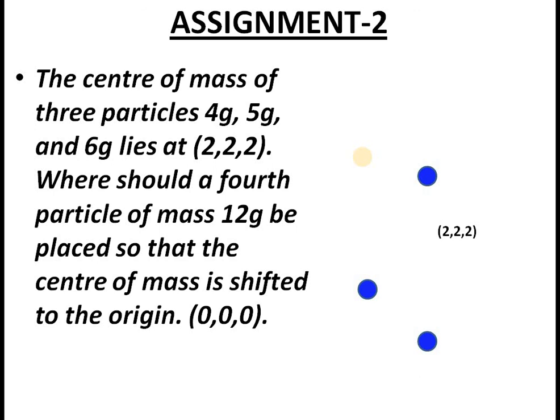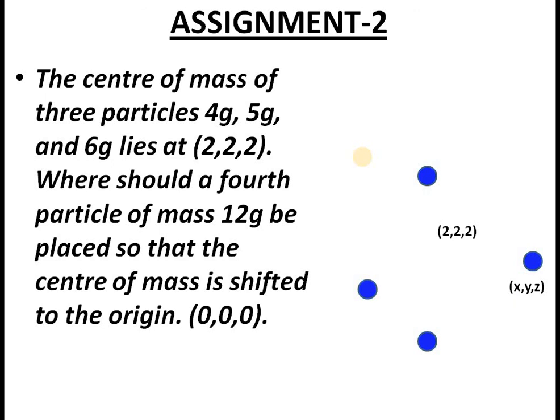Here you have the center of mass equation: M1 R1 plus M2 R2 plus up to Mn Rn, divided by M1 plus M2 and so on. But here there are 3 particles initially, so you can write M1 x1 plus M2 x2 plus M3 x3 divided by the total mass. That is given for the x coordinate, for the y coordinate, and for the z coordinate. Then the system changes, another body comes into the picture. One more body has come, the 4th body.